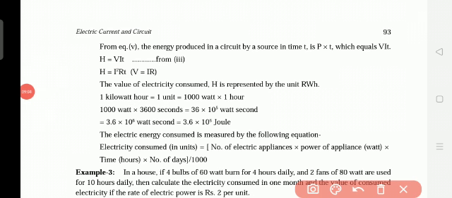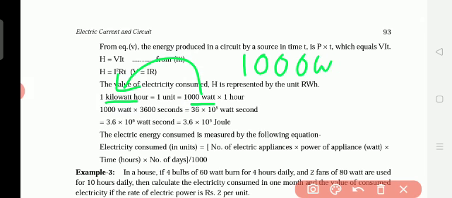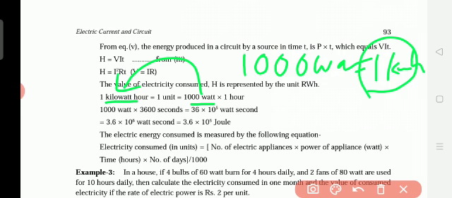This is an important one: 1 kilowatt-hour. 1000 watts are equal to 1 kilowatt. When we get the current bill in the house, they measure it through kilowatts. The unit of electric power is watts, yes? Then 1000 watts are equal to 1 kilowatt. So H means hour, kW means kilowatts. So for 1 hour, when we use 1000 watts, how much is it for a second?